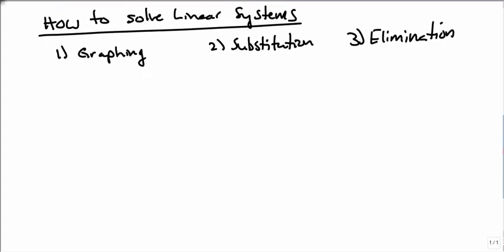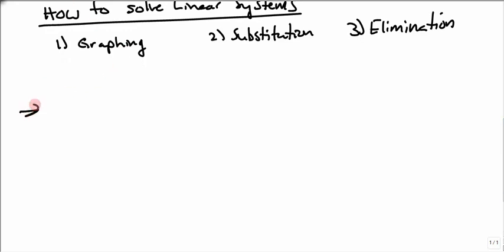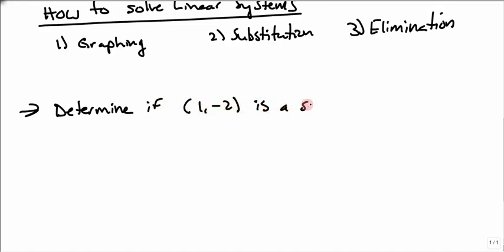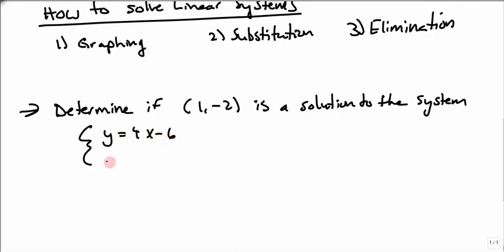So let's go ahead and start this by working lots of problems. For this one, let's not start with solving quite yet. Let's check to see if we have some solutions to some systems first. So let's determine if the ordered pair (1, -2) is a solution to the system. And the system will be y = 4x - 6 and 3x + 2y = -1.